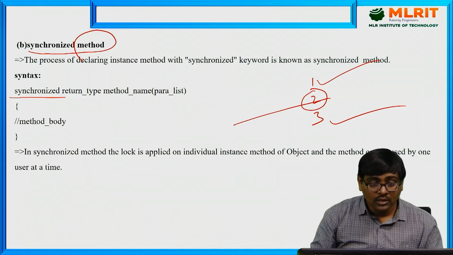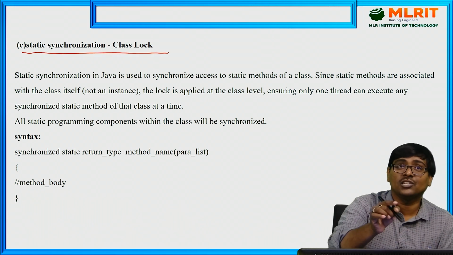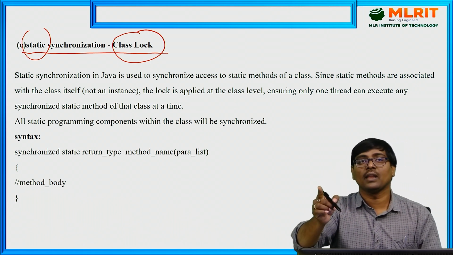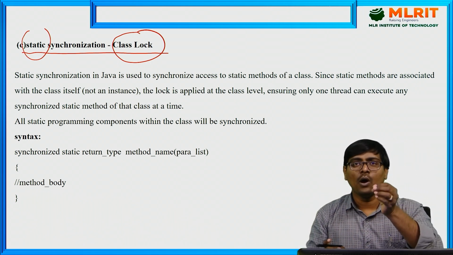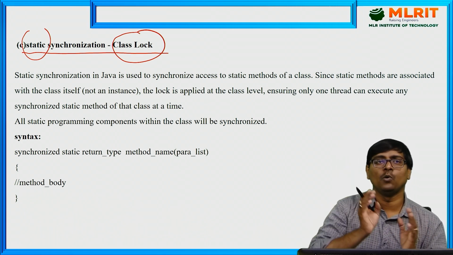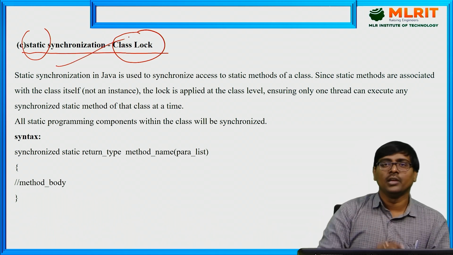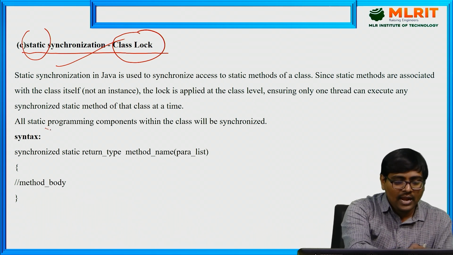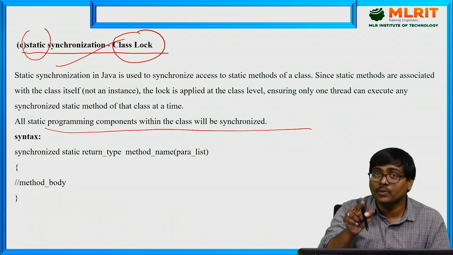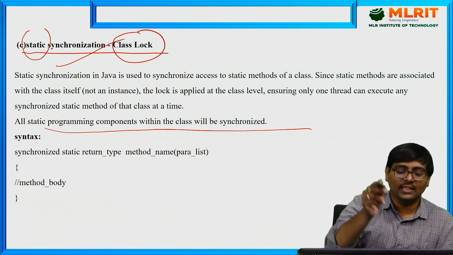Now move to the last one under mutual exclusion: static synchronization. The name specifies class lock, and static belongs to the class. If you want to apply synchronization to static programming components, this static synchronized is applied. All the static components within the class will be synchronized. Just for example, I am writing one static method and applying synchronization on it.